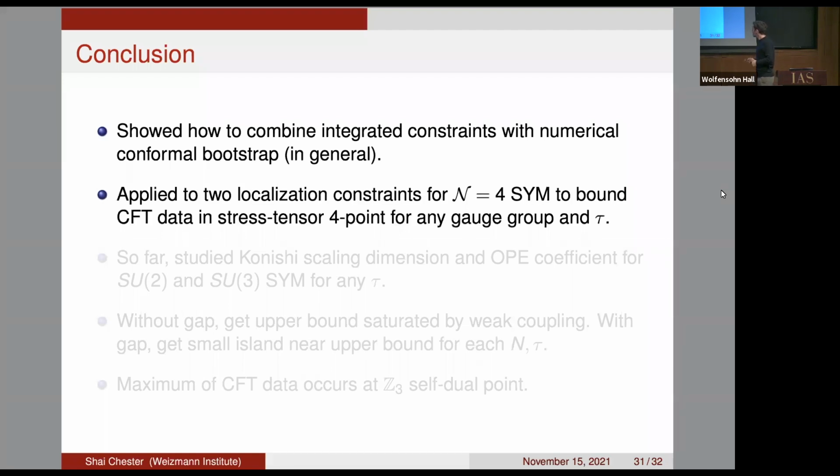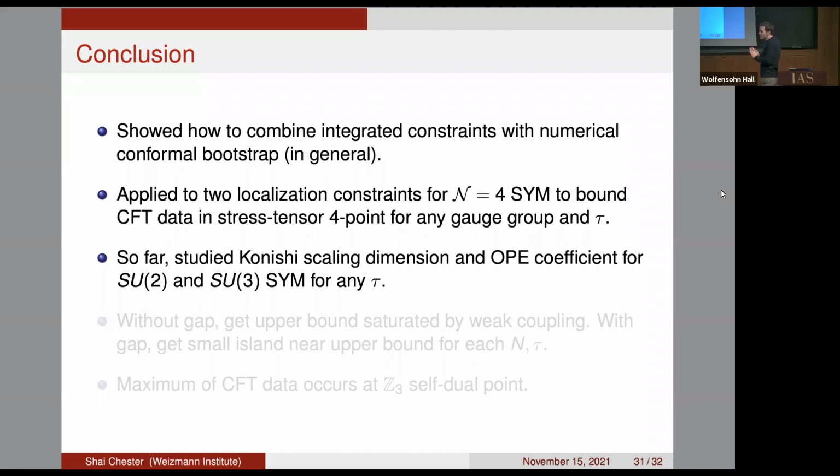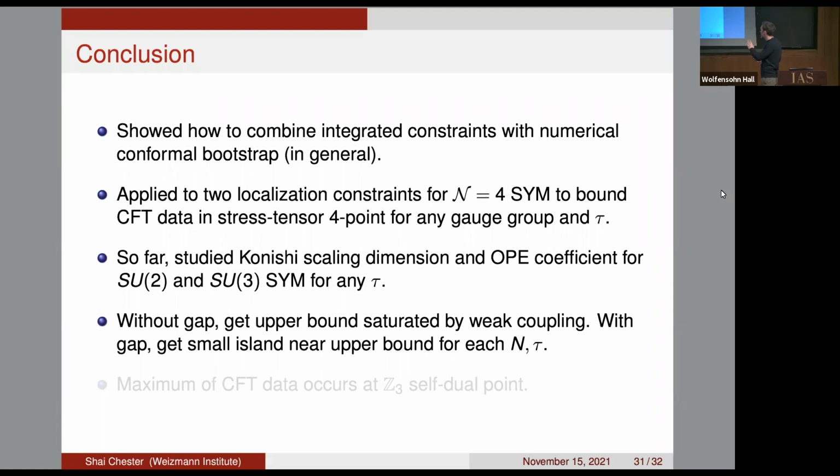In particular, for the case of N=4 super Yang-Mills, we applied these two localization constraints, which depend on supersymmetric localization, to bound CFT data in the stress tensor 4-point function for, in principle, any gauge group and value of tau. So the method works in principle for anything. In practice, so far, we've applied it to the SU(2) and SU(3) theory, and we used it to bound the lowest dimension scalar operator, which in the weak coupling regime is called the Konishi. And so we computed its scaling dimension and OPE coefficient for any value of tau.